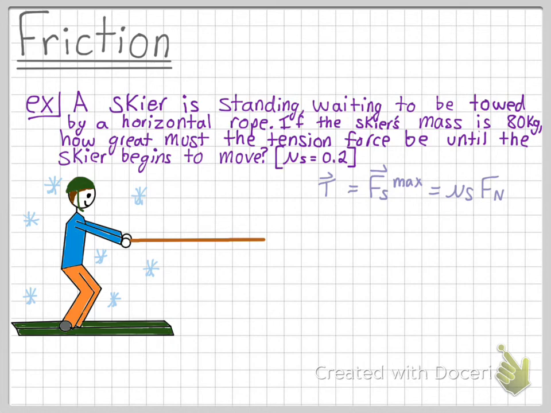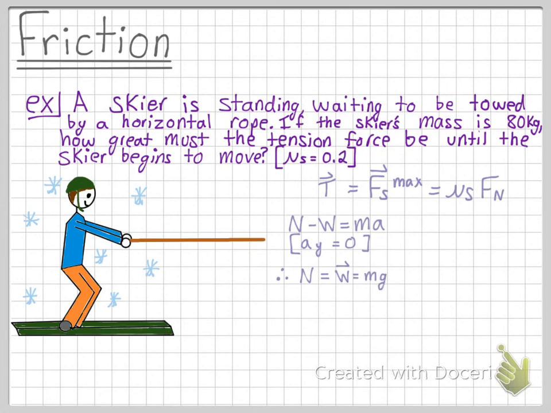To find the normal force, we need to apply Newton's second law to this problem. So we know that the skier has a normal force acting up and a weight force acting down. The skier is also not accelerating in the y direction. So we're going to say that the acceleration in the y direction is 0, and this means that the normal force acting up is equal to the weight force acting down, the magnitude at least. Normal force equals the weight force.